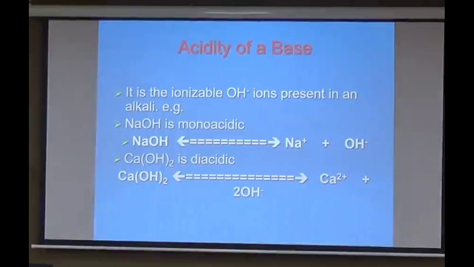We call sodium hydroxide a monoacidic base because it gives 1 hydroxyl ion in solution. Similarly, if we talk of calcium hydroxide, it gives 2 hydroxyl ions in solution. That is why we call it a diacidic base. So this is about the acidity of a base.